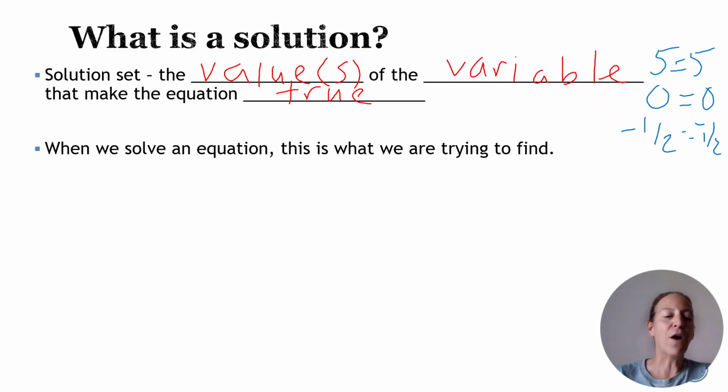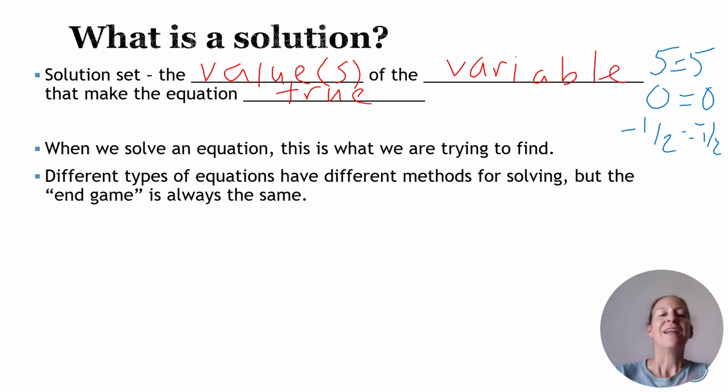When we solve an equation, this is what we're trying to find: the value of the variables that make the equation true. Now, when it comes to solving equations, different types of equations have different methods for that algebraic solving, but the end game is always the same. Okay, so if we're solving a linear equation, there's a way we go about it. If we're solving a quadratic equation, we have certain methods. We factor, use the quadratic formula. If we are solving an exponential equation, we might write each side as a power of the same base or use a logarithm. But we're always looking for the value of the variable that makes the equation true.